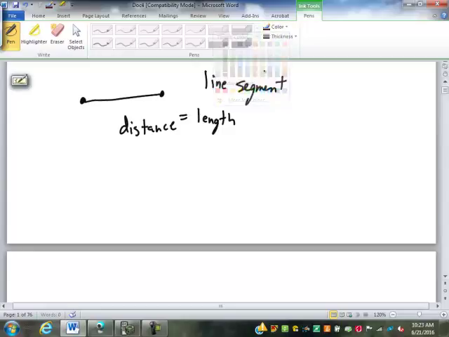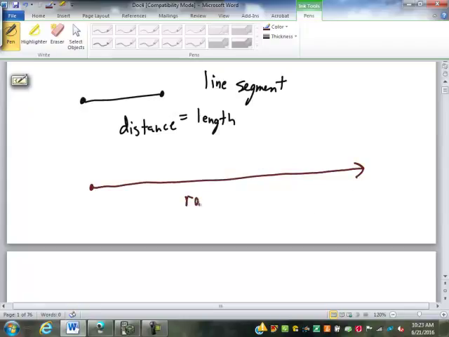Now I can continue with that concept. If I take a point and I pull it in a single direction and I keep on going forever with it, I've created a ray. You think of this as like a ray of light, a ray of sunshine. It starts at the sun, but then it goes out and it keeps on going forever. And of course, a ray has that starting point and it has a direction.